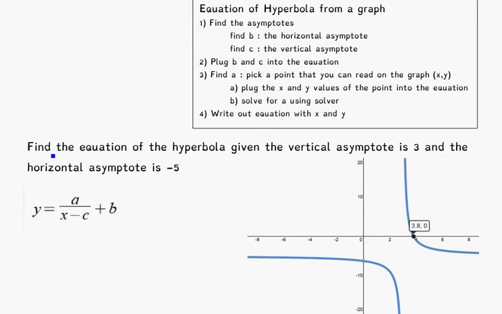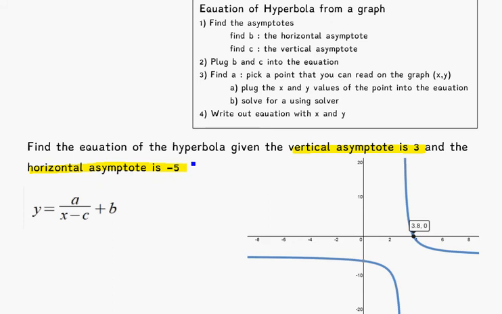So here I'm giving us some information in the actual question here. Find the equation of the hyperbola given the vertical asymptote is 3 and the horizontal asymptote is negative 5. So here I've been given some information that's not directly given me on my graph. You can tell here I don't know where the asymptotes are. I could probably guess, but it's hard to read on the graph where they are. So I'm telling you, the vertical asymptote is 3, the horizontal asymptote is negative 5.